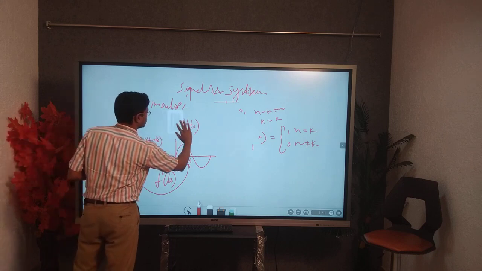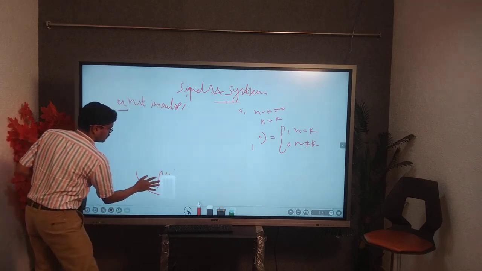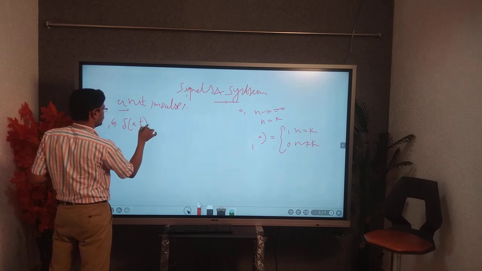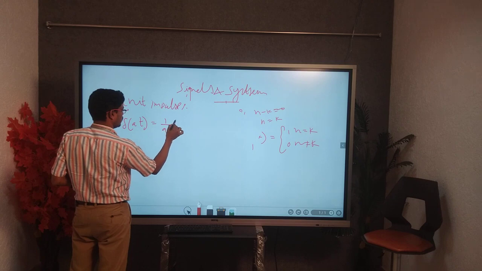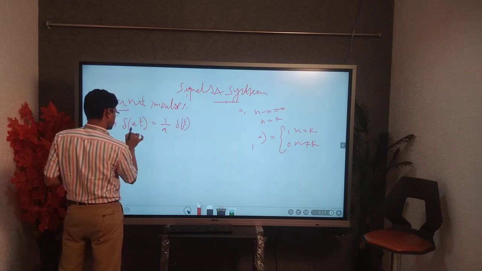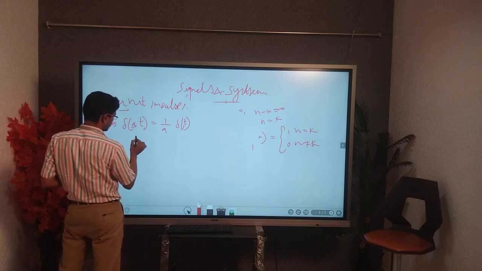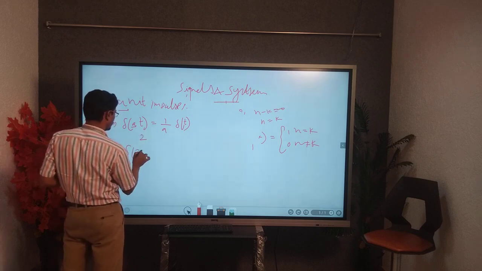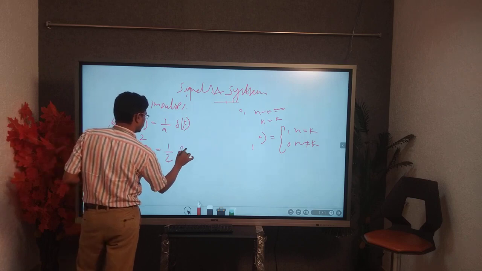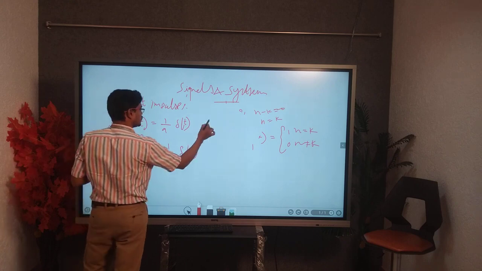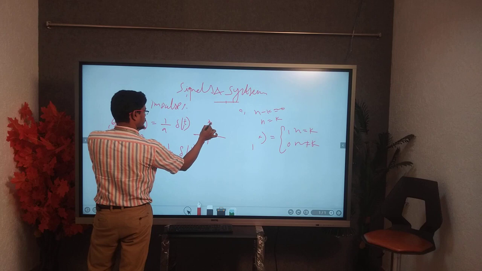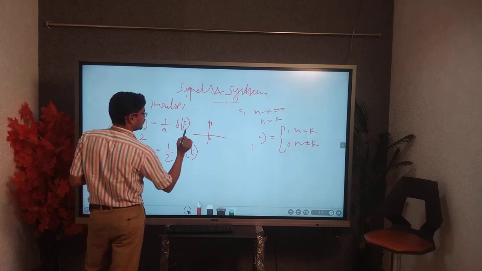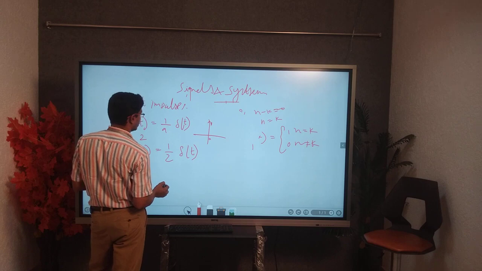Another property, that means scaling: del of at equals 1 by a del of t. That is the scaling a that can be divided by. That means if some a value is taken, 2 or 1, that is del of 2t equal to 1 by 2 into del of t. That means del of t at 0 has the value 1. Okay, that means we can prove that the scaling will affect the area of the impulse function or impulse signal.